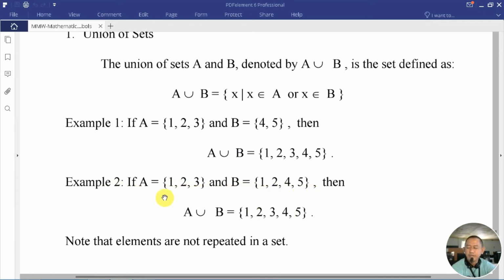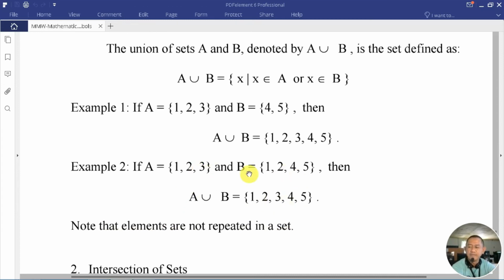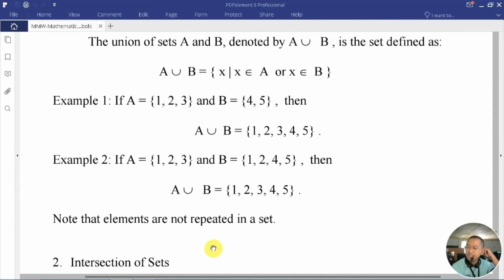You're going to list all the elements without repeating. Note that elements are not repeated in a set. So we have 1, 2, and 3. The 2 here is not repeated, since it is already there. Then we have 3, then 4 and 5. So, no repetition. That is how easy the union is.